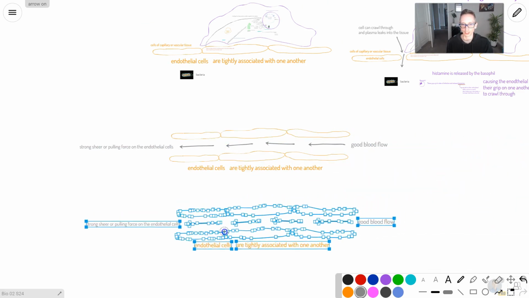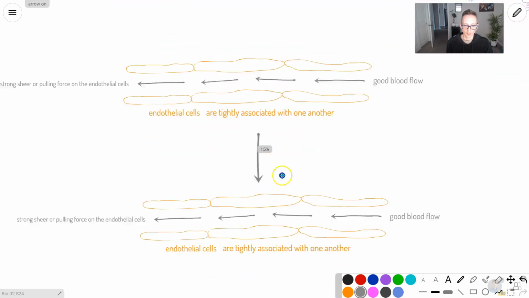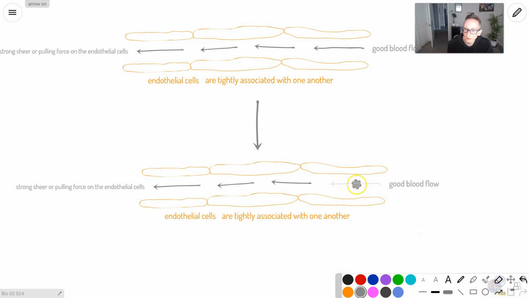Now, let's change this. I'll do it down here. Let's reduce the blood flow. What happens? Slow blood flow. And this will be weak shear or pulling force on the endothelial cells. And what this causes, you can probably guess, so we got a real weak blood flow. Probably guess what this causes to happen.